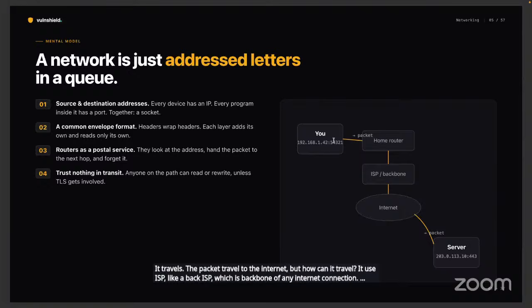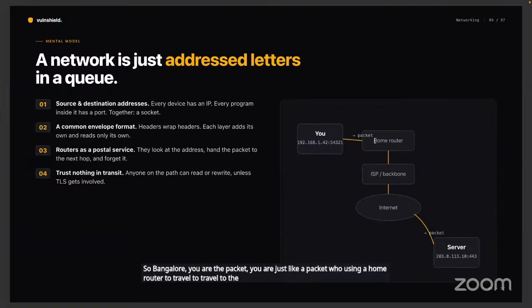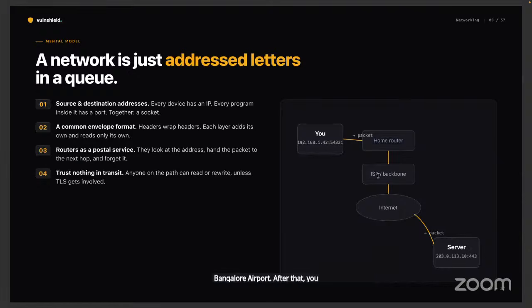Suppose think like that. You are Rahul and you want to travel from Bangalore to Patna, and you know that to travel from Bangalore to Patna, you need a vehicle to go to the Bangalore airport. So you are the packet, using a home router to travel to the Bangalore airport. After that, you take an airplane. That airplane is the ISP, and you take the airplane to land in Patna. Now you land at the Patna airport.